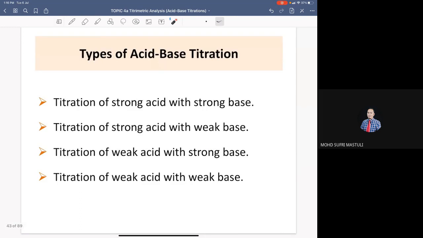So there are four types of acid-base titration: strong acid with strong base, strong acid with weak base, weak acid with strong base, and weak acid with weak base. So we have four types of titration.